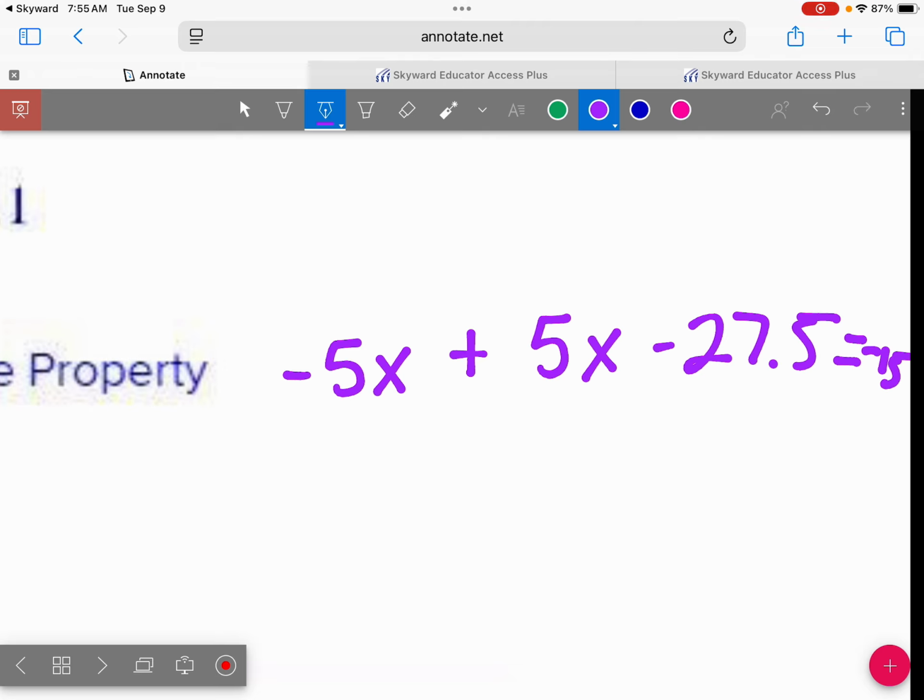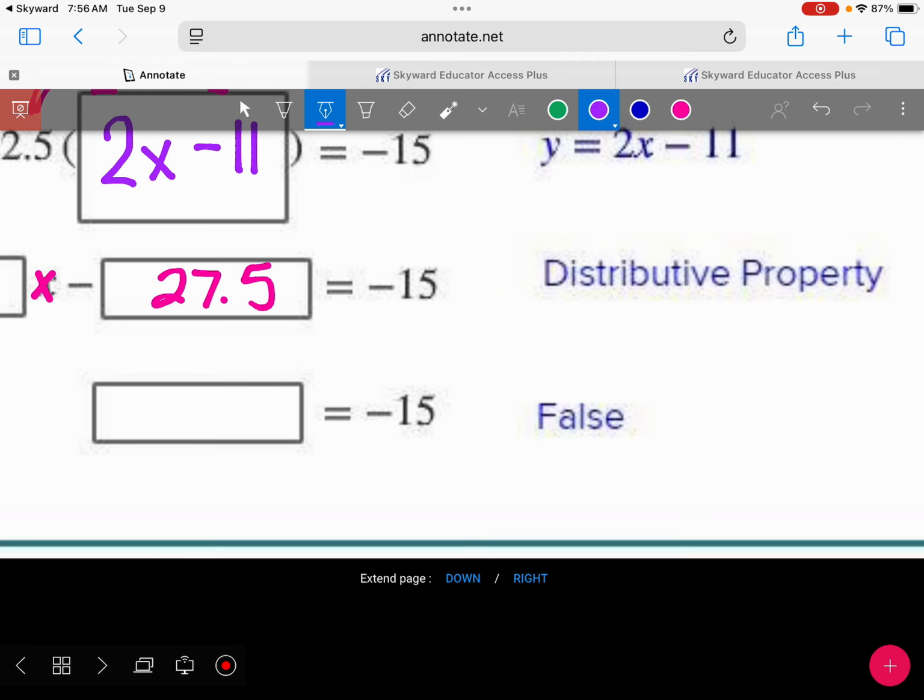Because what happens when I combine together my like terms? There we go. What happens when we combine together our like terms here? They cancel out. I have 5 apples, I give away 5 apples. I have none apples left. I have no x's left. My x's go away, and we're left with just our minus 27.5 set equal to negative 15.